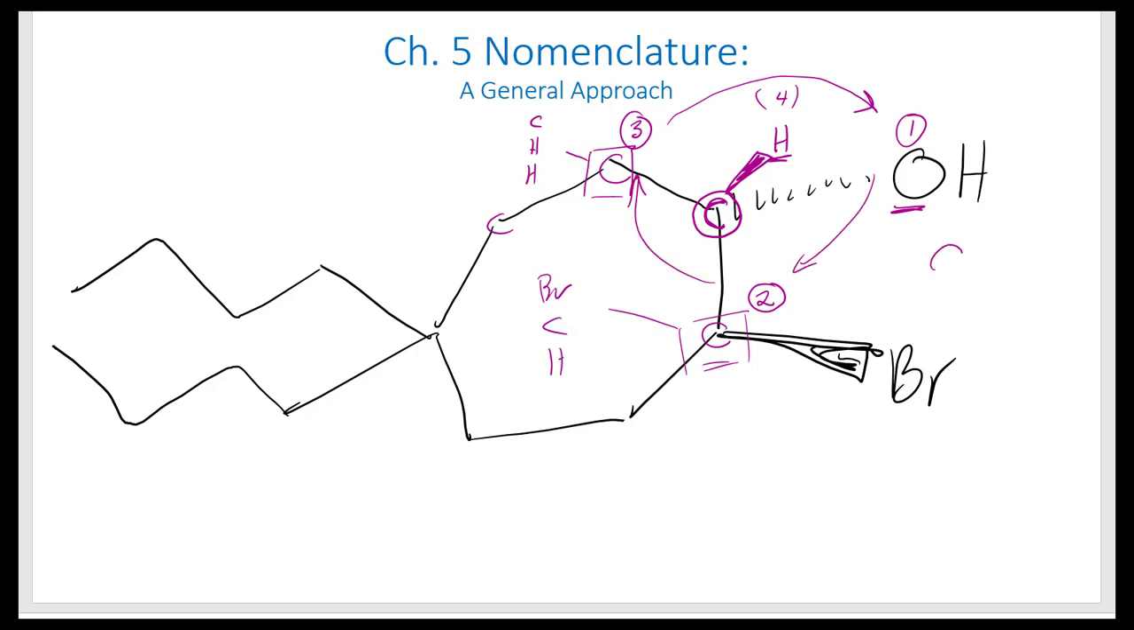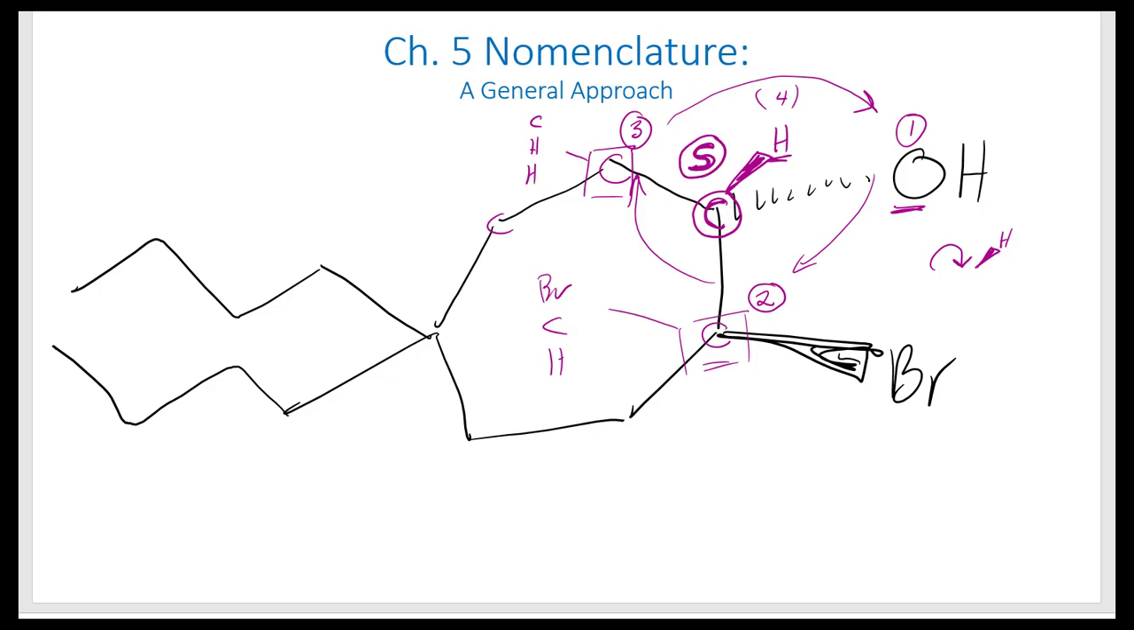We're going clockwise, but with the low priority in the front. And we say R is clockwise with the low priority in back. S is one thing switched. So this chiral center is going to be S.